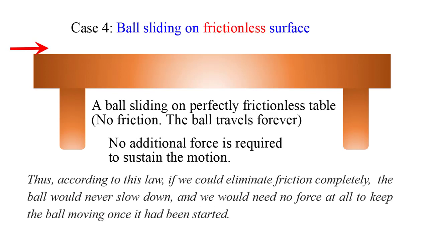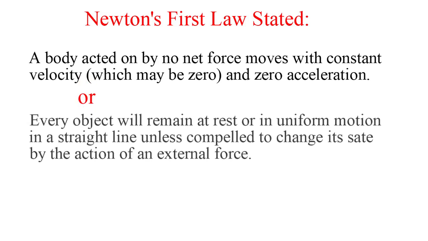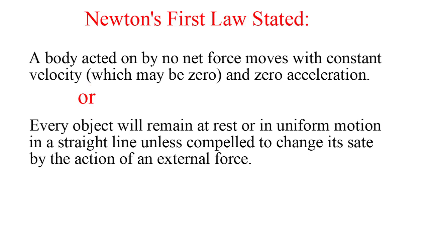Thus, according to this law, if we could eliminate friction completely, the ball would never slow down, and we would need no additional force at all to keep the ball moving once it had been started. So, these are the formal statements of Newton's first law. A body acted on by no net force moves with a constant velocity, which may be zero, and zero acceleration. Or, every object will remain at rest, or in uniform motion in a straight line, unless compelled to change its state by the action of an external force.